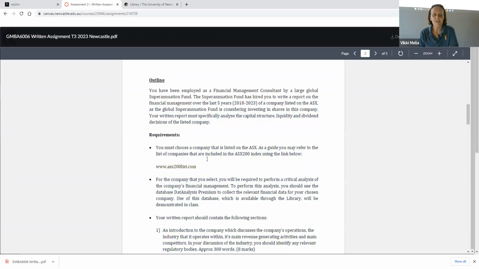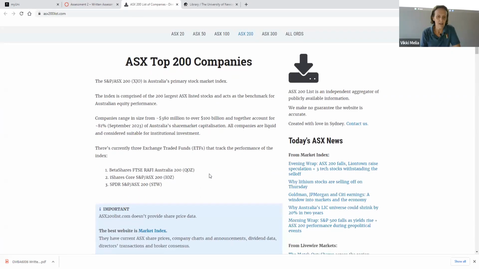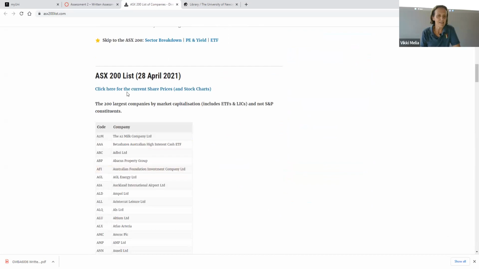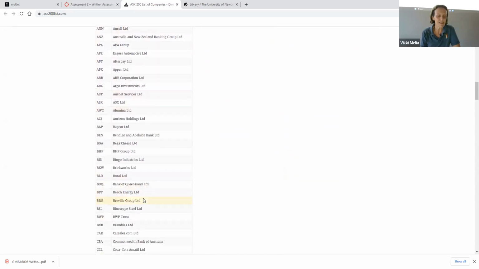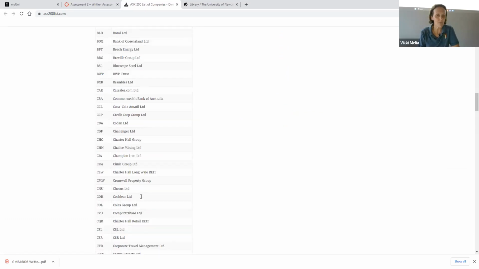So to get started, you need to choose a company. It has to be a company that's listed on the ASX. And I thought it makes it easier if it's one of the bigger listed companies. There's lots of information available. So I put up a link to go to the ASX 200. And if you scroll down, this is the ASX 200 list. All the companies listed here are included in the ASX 200. So these are pretty large publicly listed companies.